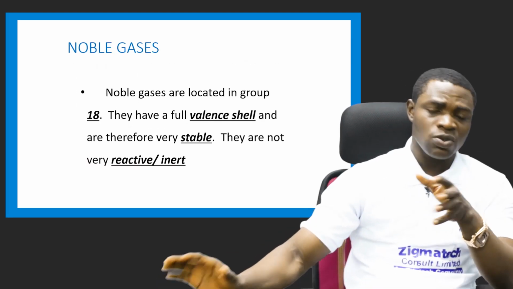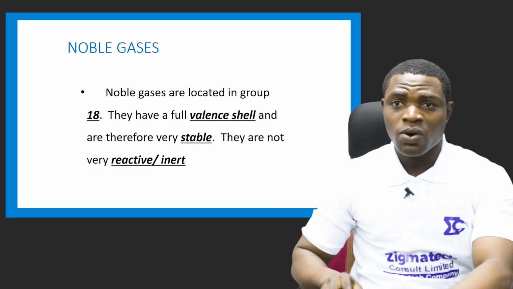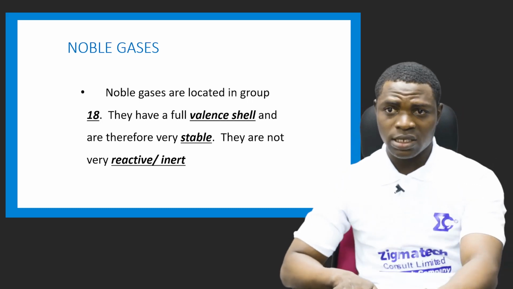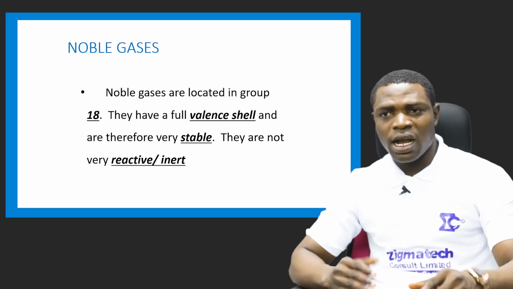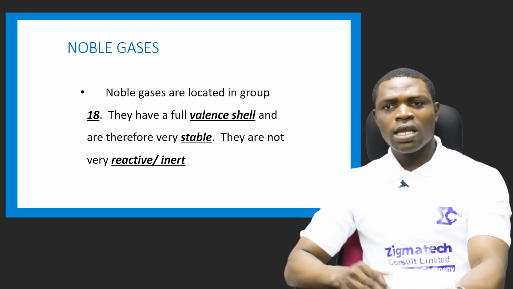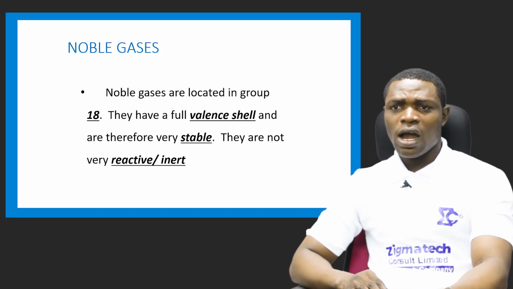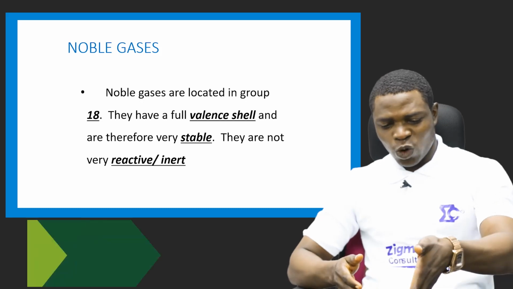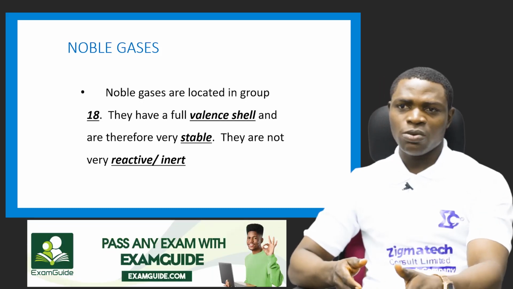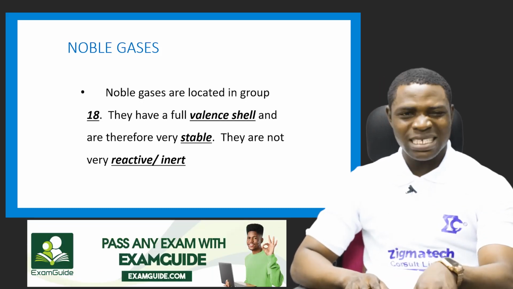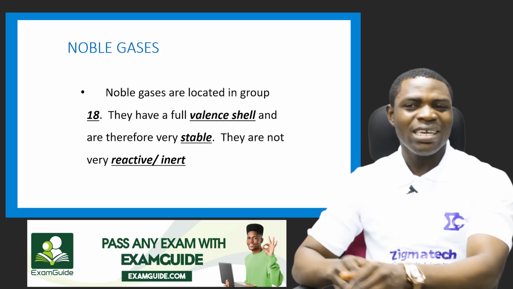Now, the noble gases, we need to talk about them, because right now I'm going to take you through the trend. But this will give you the background knowledge of what you need to know. Noble gases are located at group 8 of the periodic table, and we call them unreactive gases or inert gases.